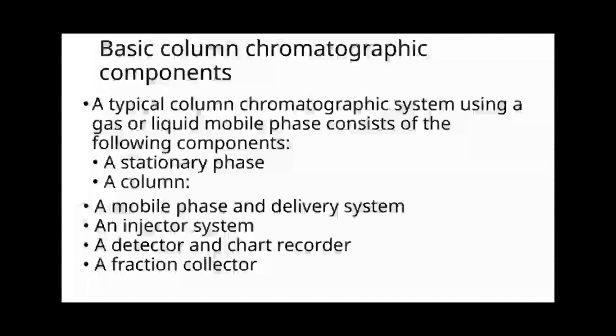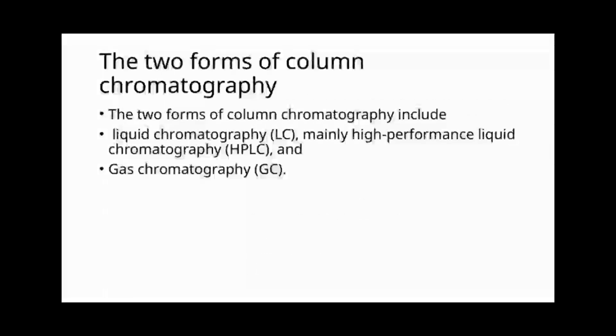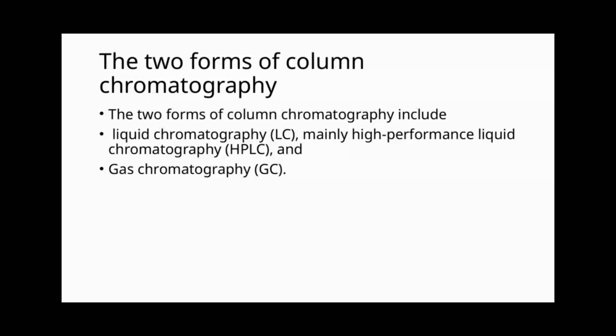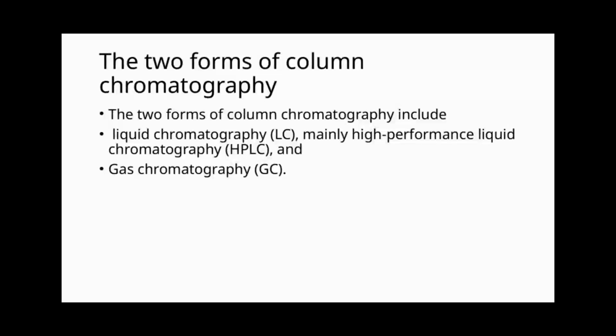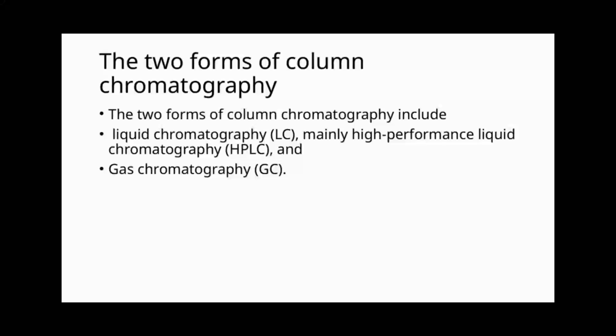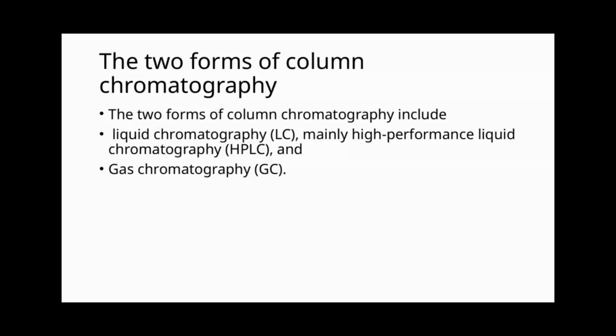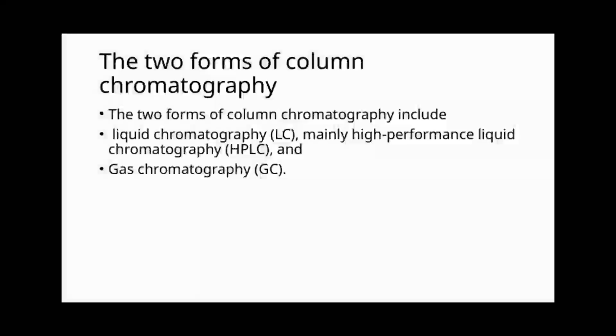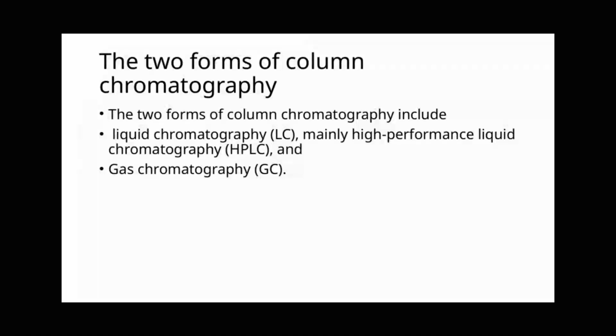Let's take a look at the two main forms of column chromatography. The first is liquid chromatography, or LC, which is most notably represented by high-performance liquid chromatography, or HPLC. This technique uses a liquid mobile phase to separate components based on their interactions with the stationary phase. It's widely used because of its high resolution and efficiency. The second form is gas chromatography, or GC. In GC, we use a gas as the mobile phase, and it's particularly effective for volatile compounds.